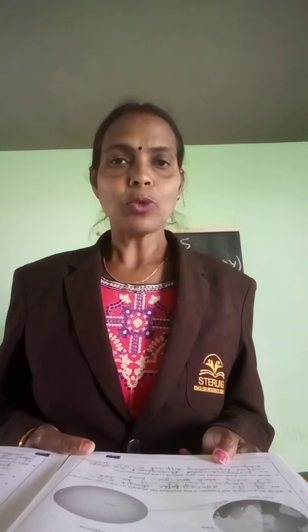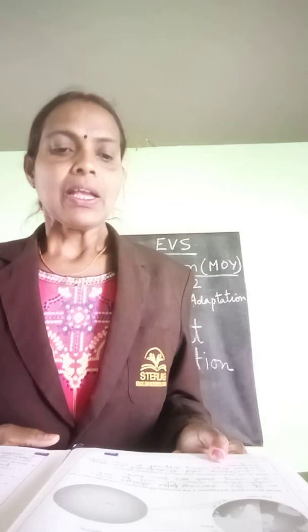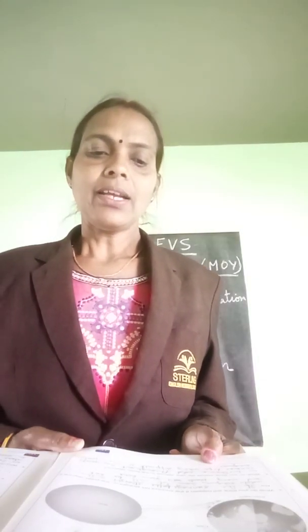Now, polar habitat. Polar regions are found at the northernmost and southernmost points of the earth. Due to their location, sun rays do not fall straight on them. This is fill in the blanks. Polar regions are covered with ice for most part of the year. The summers here are very cold.